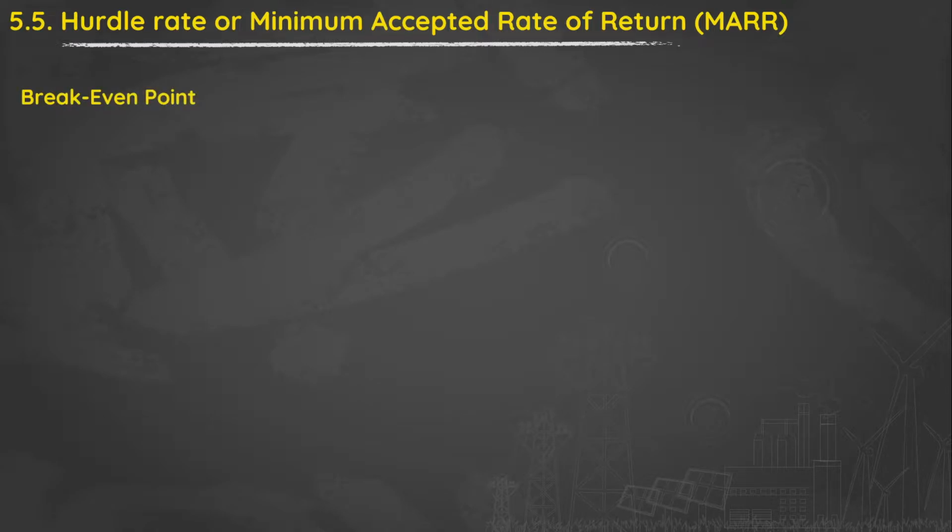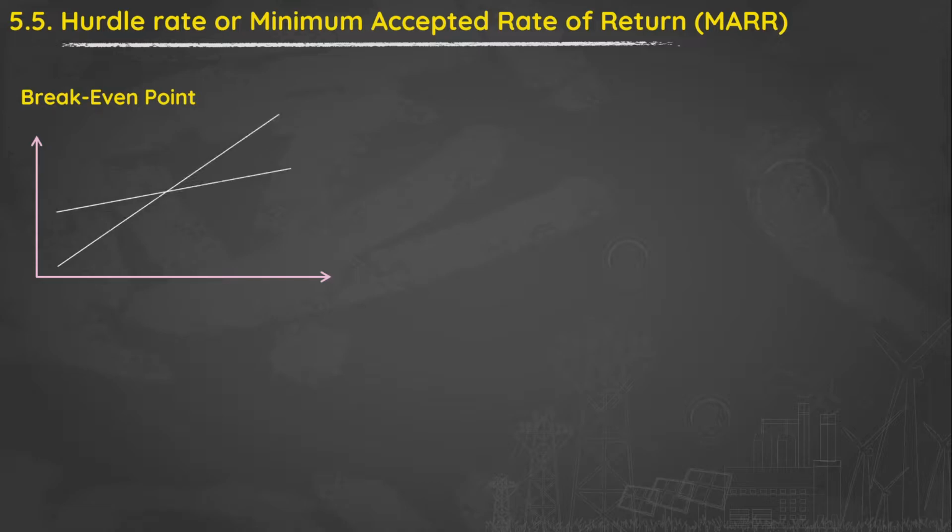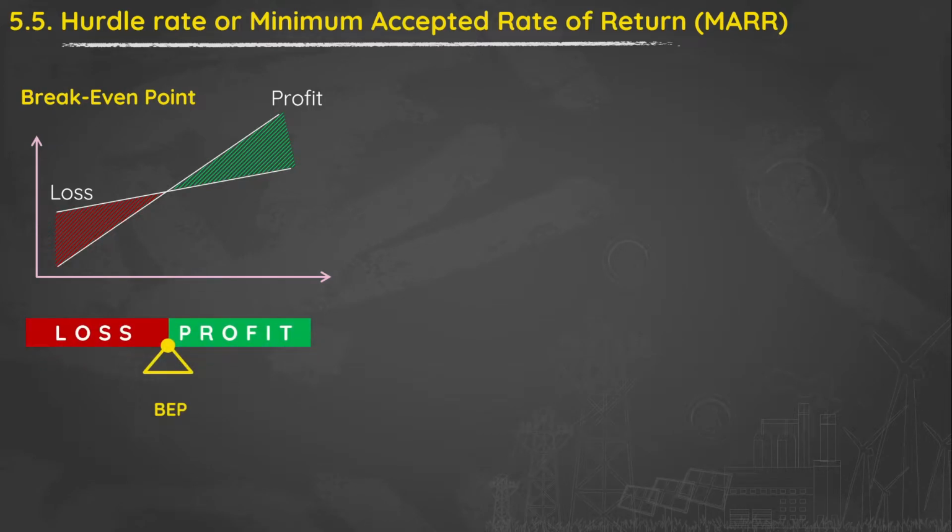First one is break-even point, which is the separation line between profit and loss. This is the point at which the total cost of an investment and total revenue are equal or even. Means no loss, no profit. As represented here, it's more like a scale, and the profit and loss are completely even or equal.